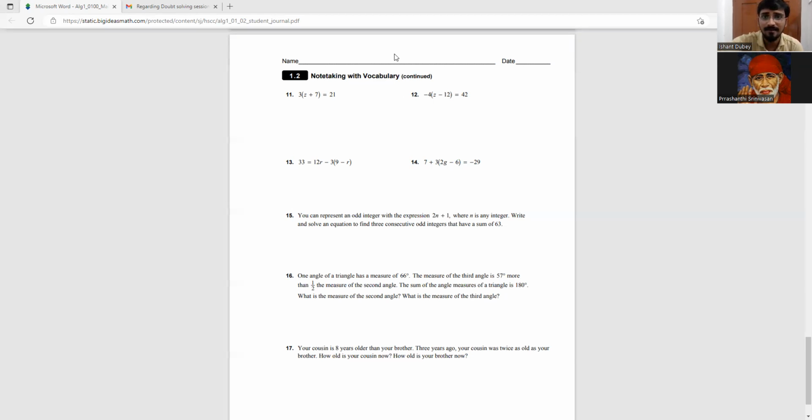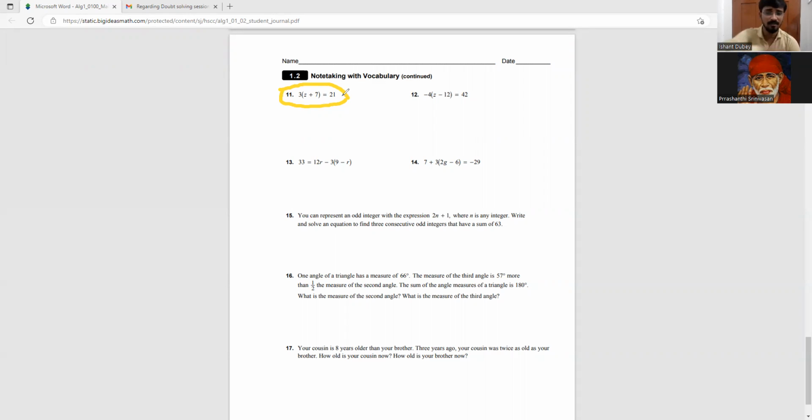So let's solve the question. We have the first question, that 11th number. Can you read it out once? It is 3 times z plus 7 equal to 21. Yes, so here you can say it this way also, we have parenthesis, right? So 3 times, within parenthesis, you have z plus 7, equals 21.